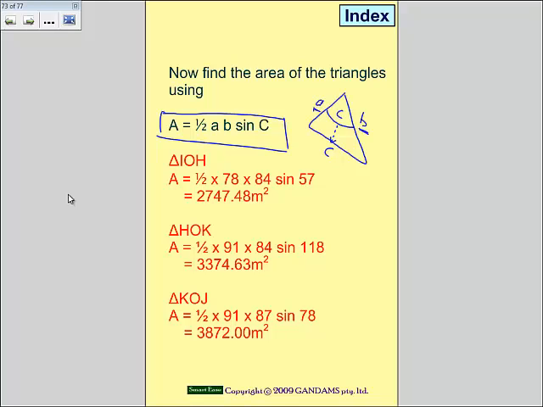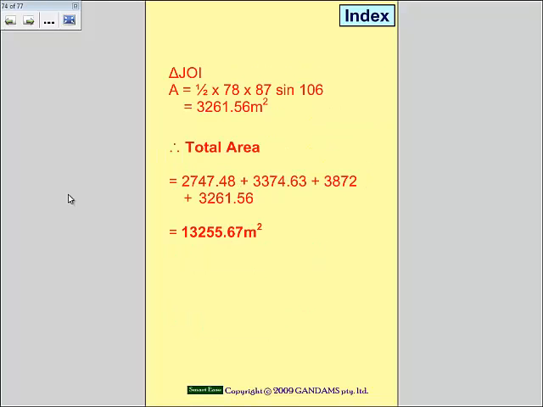Okay, once you work out that for all 4 triangles, add your answers together and you get the total area of that field using the compass radial diagram. Other than that, that's pretty much it.